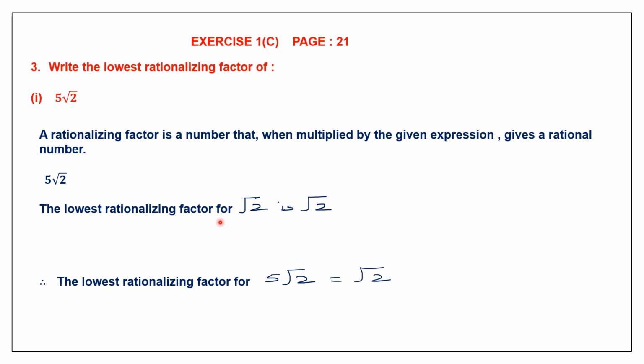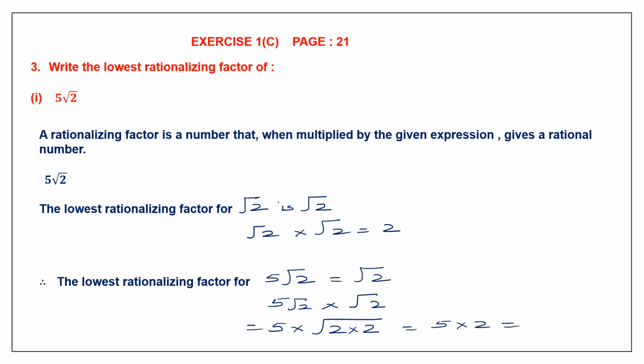Why do we say the lowest rationalizing factor for root 2 is root 2? Because when we multiply root 2 into root 2, we get 2. So in the same way, the lowest rationalizing factor for 5 root 2 is root 2. Now, how can we prove it? 5 root 2 into this root 2. Let's multiply. What do we get? We get 5 into root 2 into root 2, which is equal to 5 into 2, which is 10. So can you see? Now we have got a rational number.